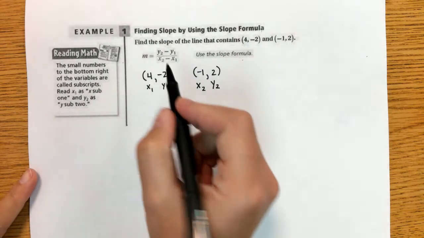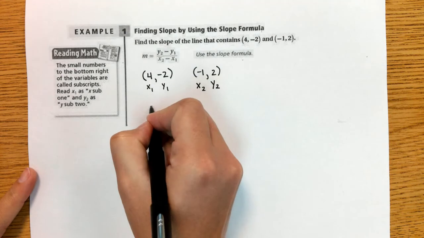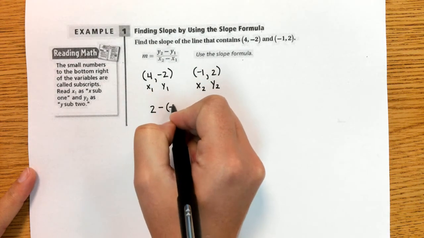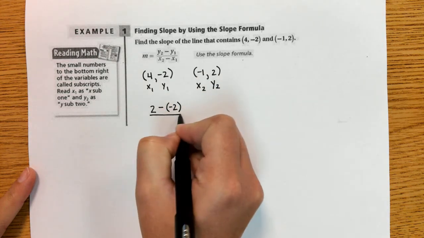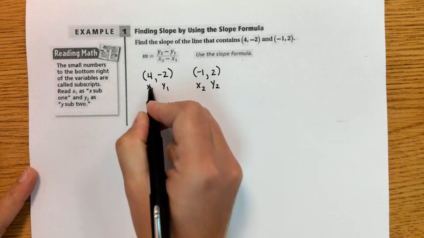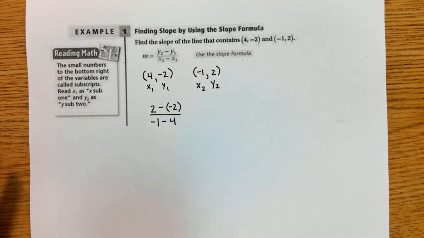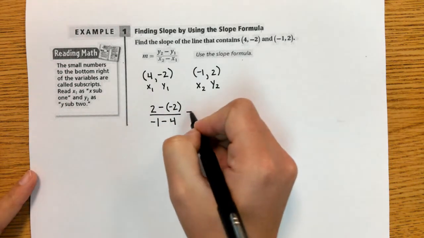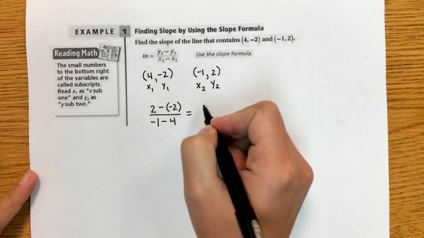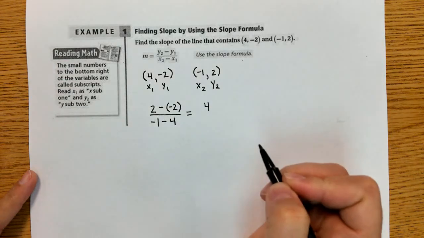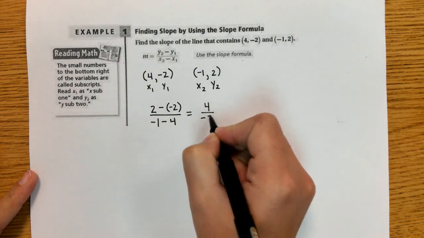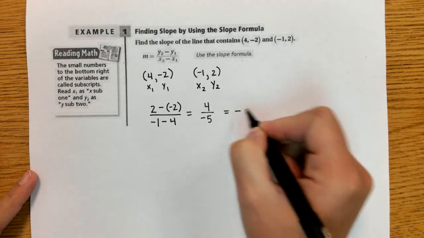So first we're going to do our y2, so that's 2, minus y1, negative 2, so I'm subtracting negative 2, all over my x2, so negative 1, minus my x1, which is 4. And now I just need to simplify. 2 minus negative 2 is 2 plus 2, so that gives me 4. And then in the bottom, negative 1 minus 4 gives me negative 5. So our slope is negative 4/5.